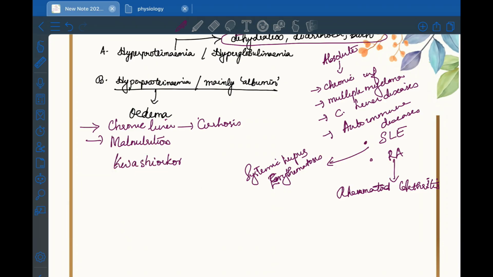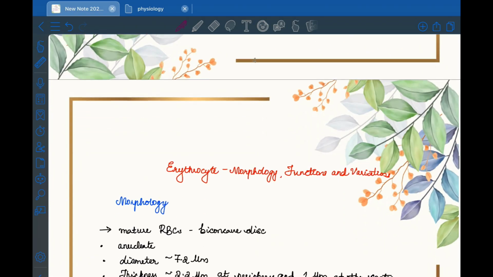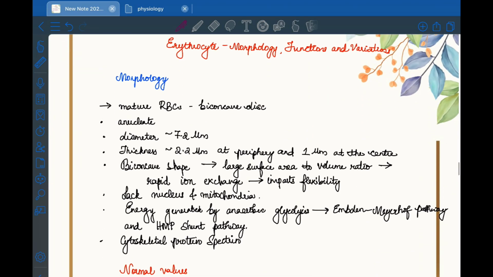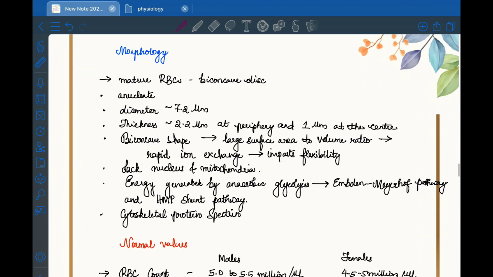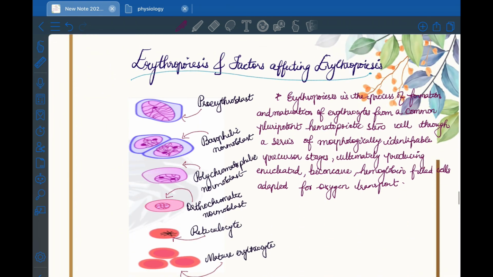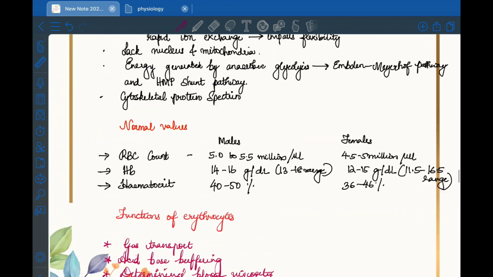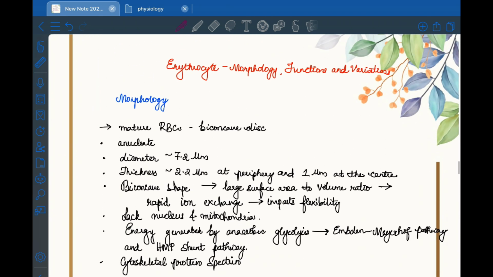Okay. And our next session is on erythrocyte, its morphology, functions, and variation. Along with that, we learn about erythropoiesis and the factors affecting erythropoiesis, which is an important short note, and it can also come as a short essay.